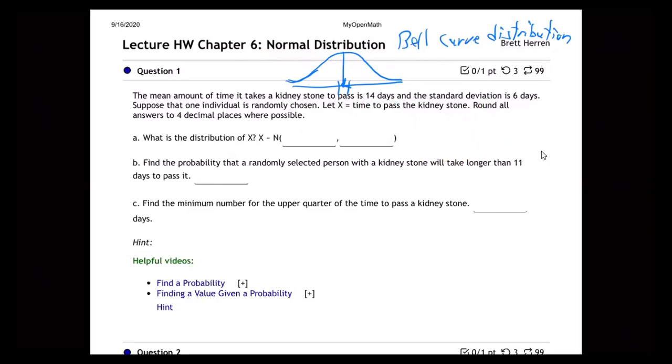If that's the average, always put the average right in the middle. The mean means average. The average amount of time, the mean amount of time that it takes a kidney stone to pass is 14 days. Now, the standard deviation is 6 days. That means how far things deviate from the middle, right? Because not everybody's average. Not everybody who has kidney stones does the exact average all the time, of course. Some people go longer, some go shorter. Well, how far are they off the middle?